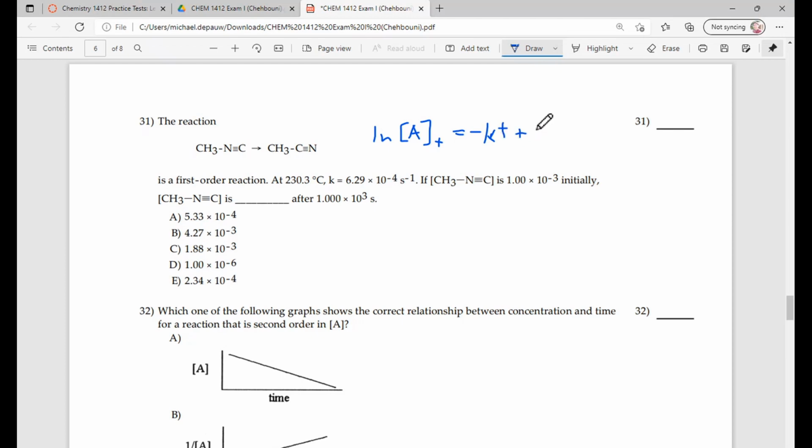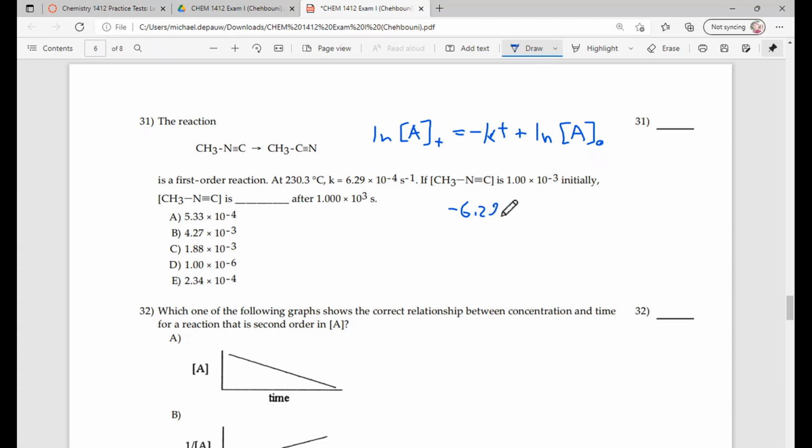plus the Ln of the concentration initially. Okay. So in this case, it wants to know what the concentration is after 1,000 seconds. So which one of these variables are you solving for? You're solving for A at time t, not the Ln of A at time t, but A at time t. So the nice thing is you can just go ahead and plug in the numbers and solve for this.